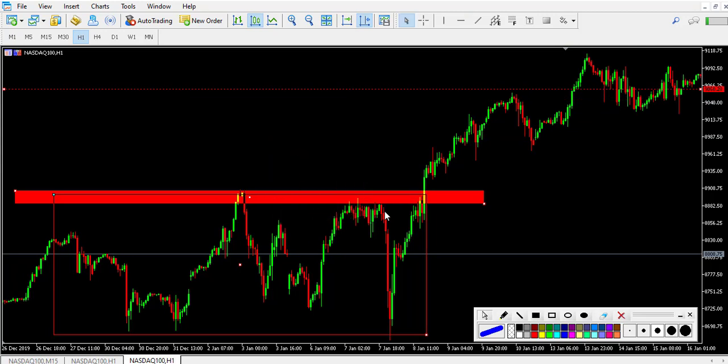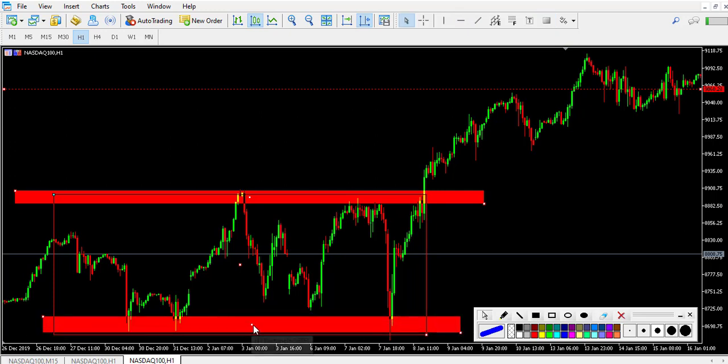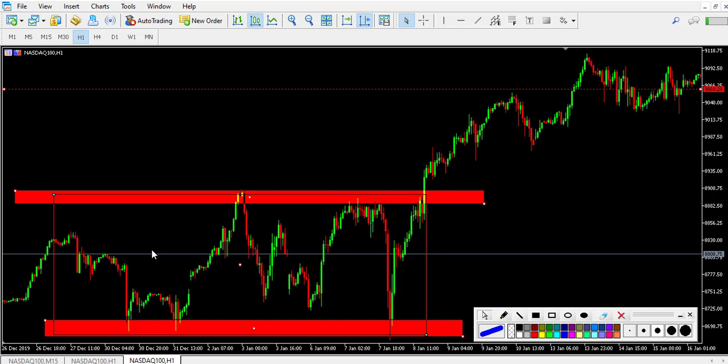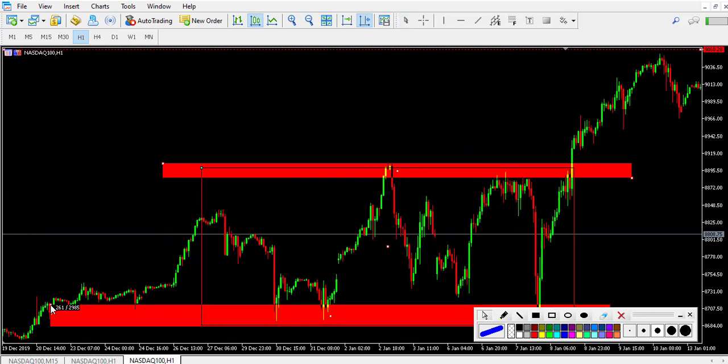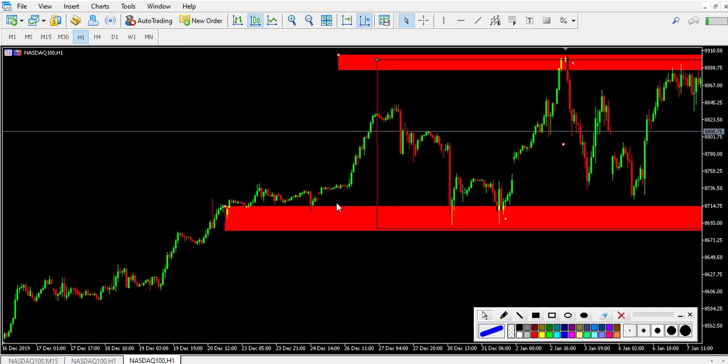Just like here you can see that is a support zone, and I can as well draw a resistance zone here. Right now, if you extend this like that, you will see that it has been respected elsewhere. And if you go back in history, you'll see that it has been respected even elsewhere.